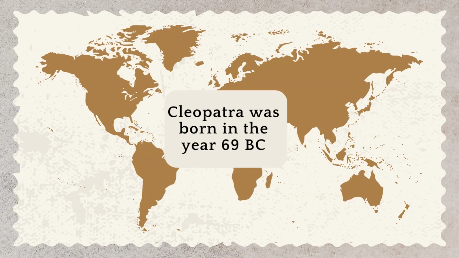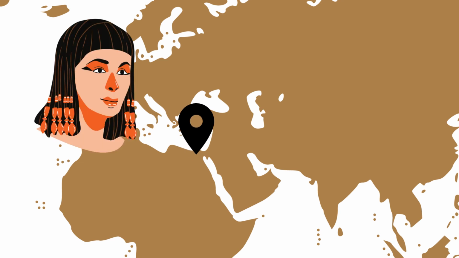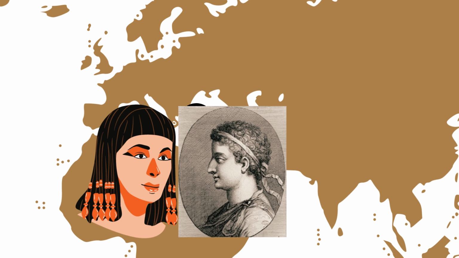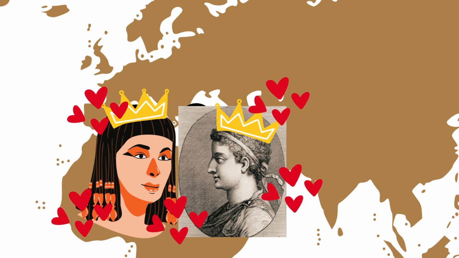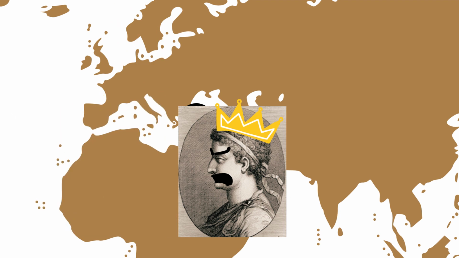Cleopatra was born in the year 69 BC in Alexandria, Egypt. Cleopatra's father, Ptolemy XII, died when she was 18, leaving Cleopatra and Cleopatra's brother as co-regents. This meant that they ruled Egypt together. They later got married, which wasn't so weird at the time. But soon, Cleopatra's brother/husband got tired of Cleopatra, and so he exiled Cleopatra.